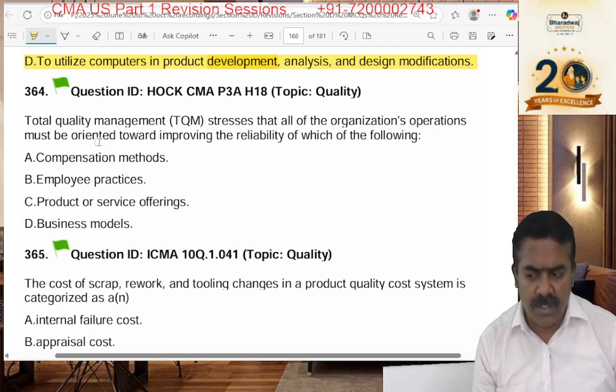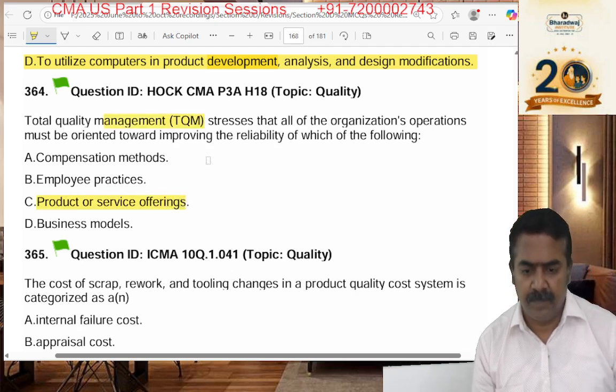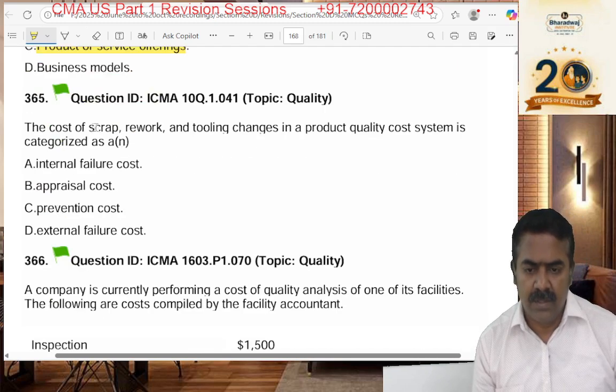Must orient towards which one? Compensation, employee practices, products and service offerings is to do with which one? Total quality management. Correct. Scrap, rework. Scrap and rework are internal failure cost.